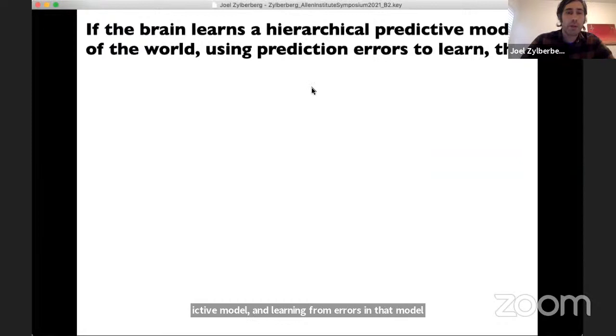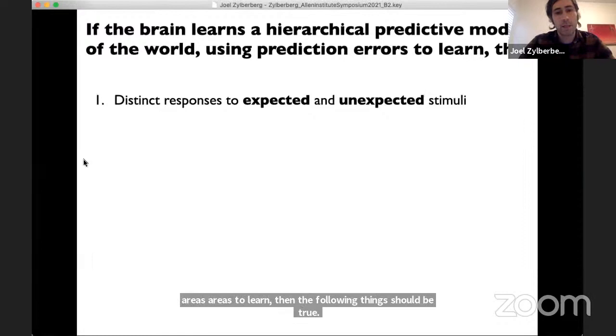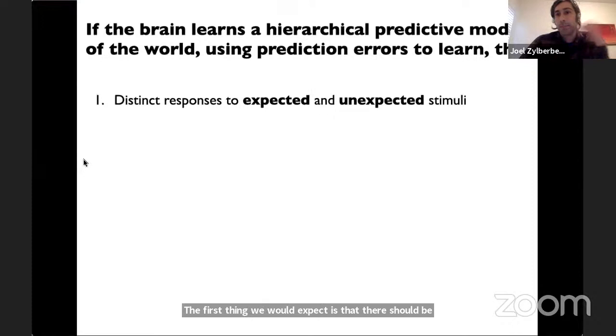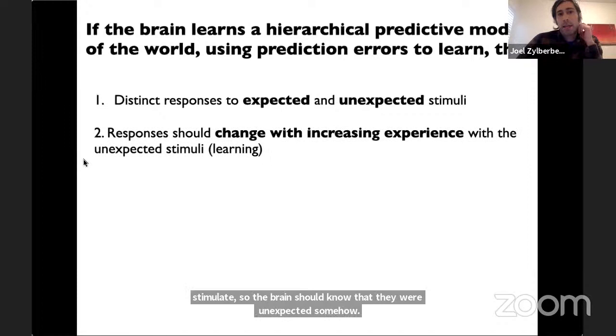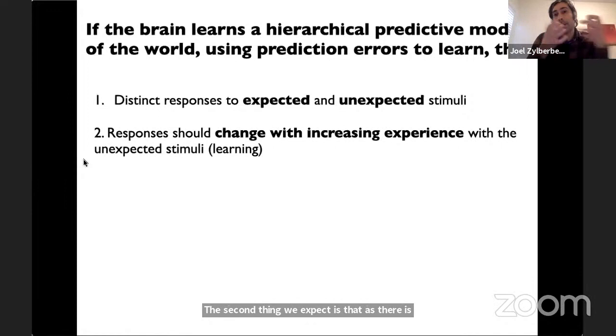So if the brain is learning a hierarchical predictive model using the prediction errors to learn, then the following things should be true. The first thing we would expect is that there should be distinct responses to expected versus unexpected stimuli. So the brain should know that they were unexpected somehow. The second thing we expect is that as there's increasing experience with these unexpected things, they should become less unexpected, right? The brain should learn from them by updating its internal model. And so we should see neuronal responses change over time with increasing experience.